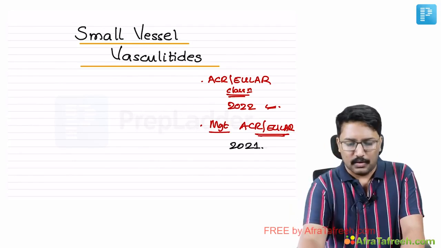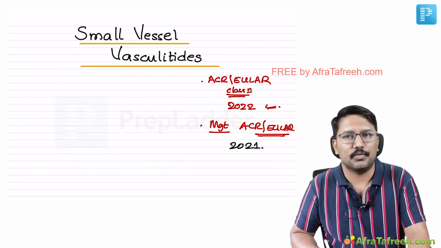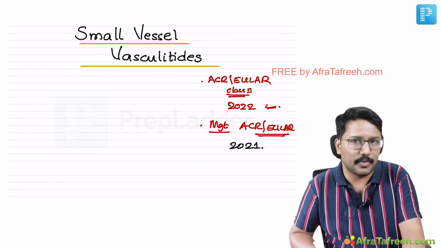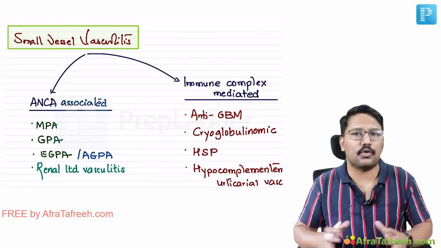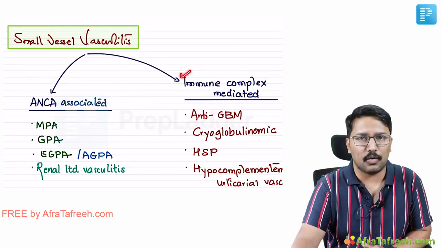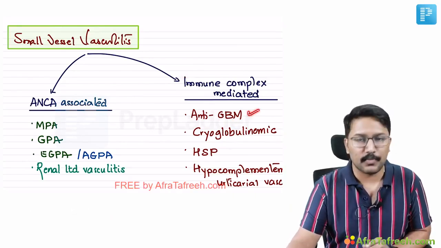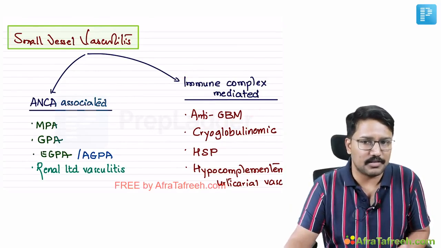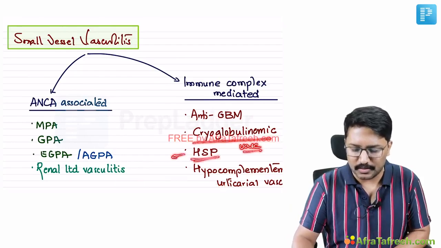Okay. Now, the first thing we have to address among the small vessel vasculitis conditions is its classification. So, as part of your Chapel Hill nomenclature system, we classify small vessel vasculitis conditions into two broad groups. Group number one is ANCA associated, and group number two is immune complex mediated. The examples for immune complex mediated are anti-glomerular basement membrane disease, anti-GBM disease, then cryoglobulinic vasculitis, and then Henoch-Schönlein purpura, which is today considered as IgA vasculitis.